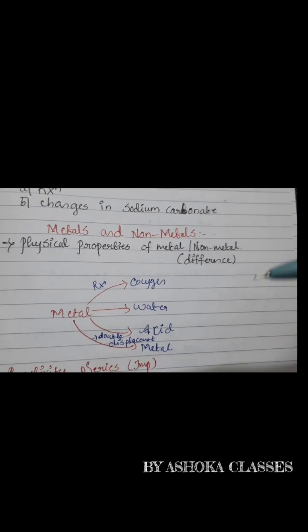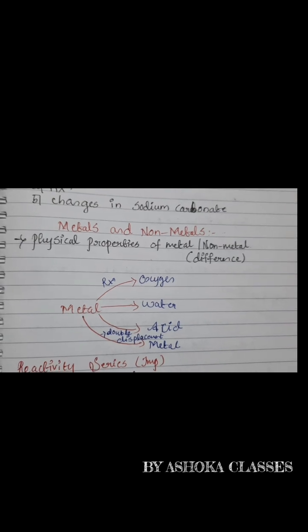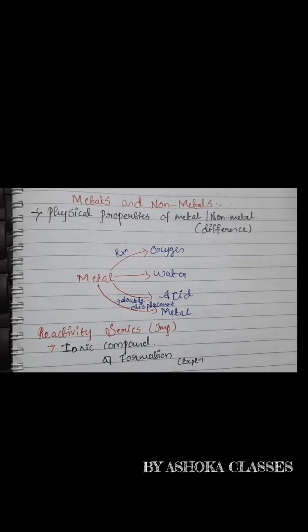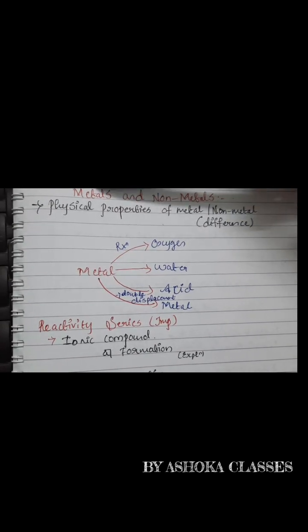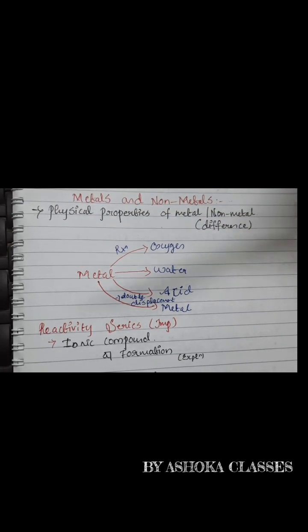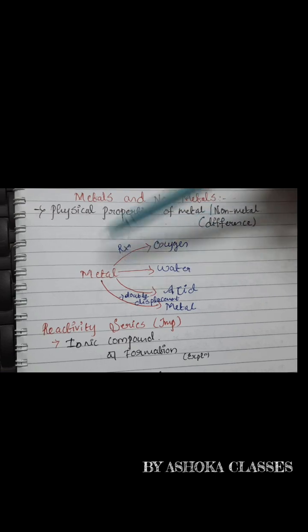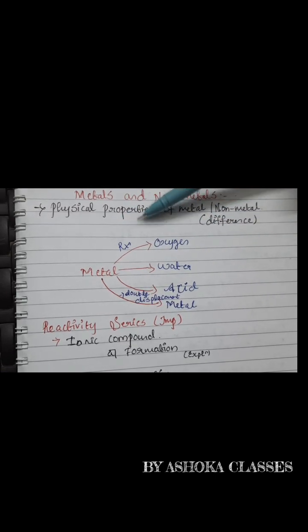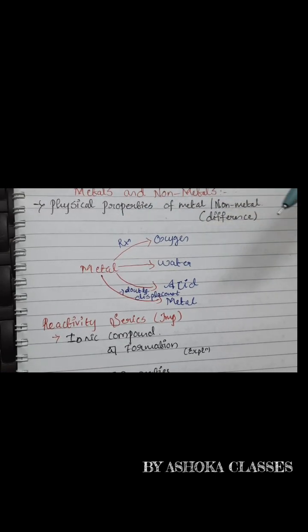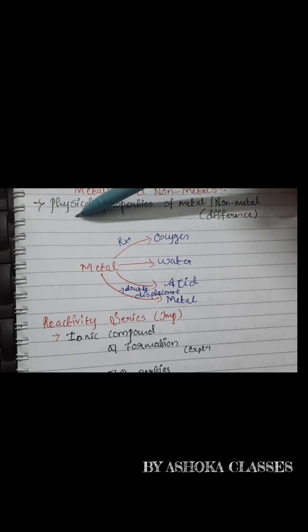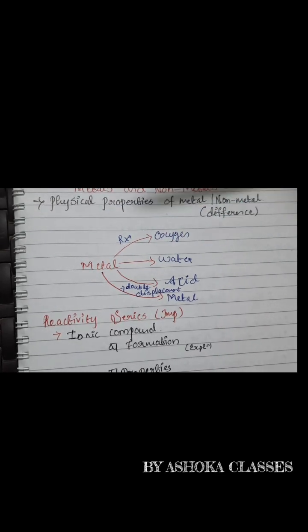Then next we go with the next chapter called metals and non-metals. In metals and non-metals, you have to remember the physical properties of a metal and non-metal. It's better if you remember it in a difference type, like if they ask a question, the difference between a metal and non-metal. So just 5, if you remember, it's more than enough here.